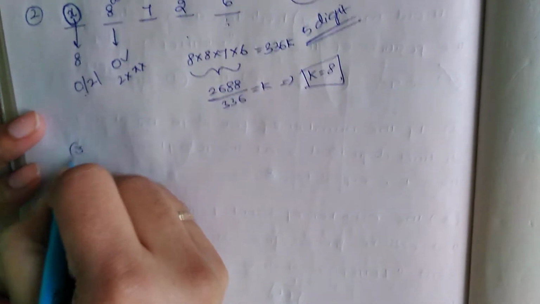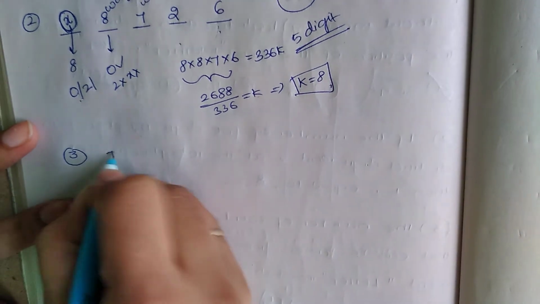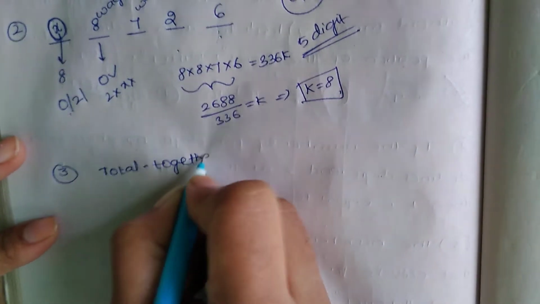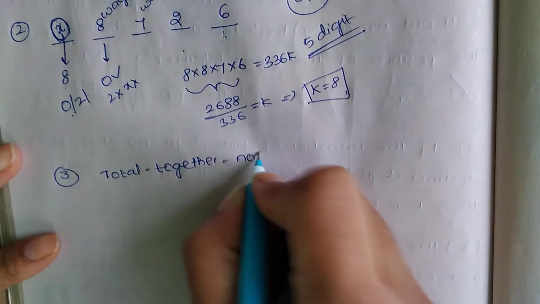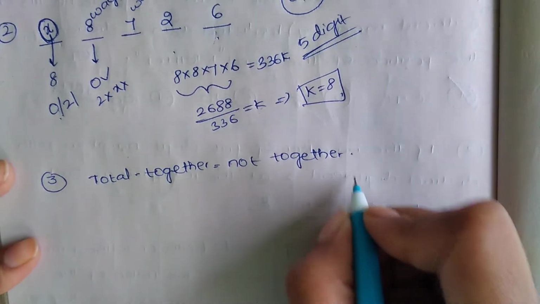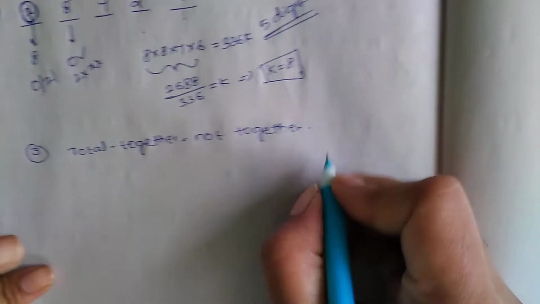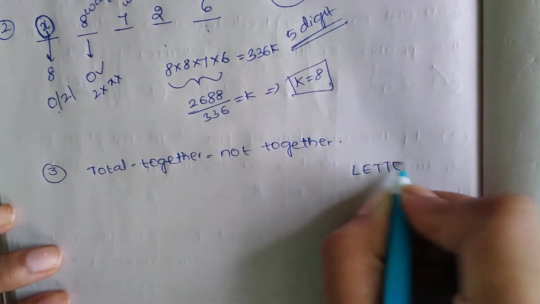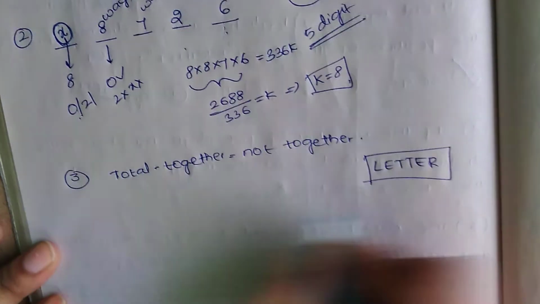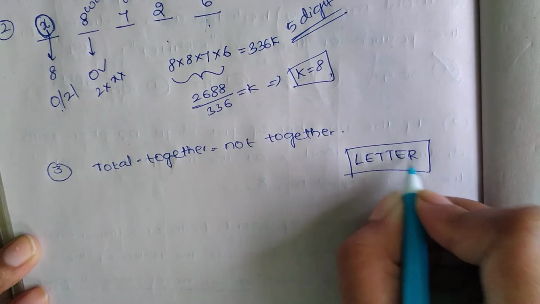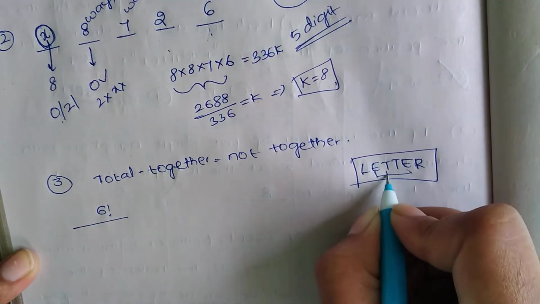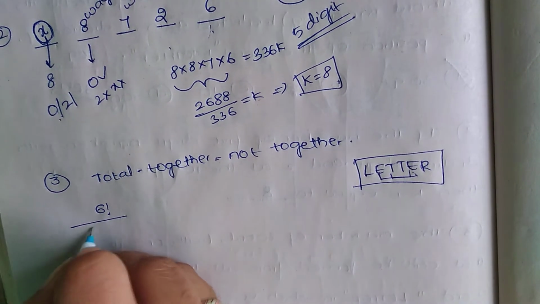For these type of questions, what you have to first do is total minus together will be equal to not together. Got it? So what is the total? Letters, right? How many possibilities are there? 1, 2, 3, 4, 5, 6. 6 factorial by how many are repeated? 2 factorial into 2 factorial.